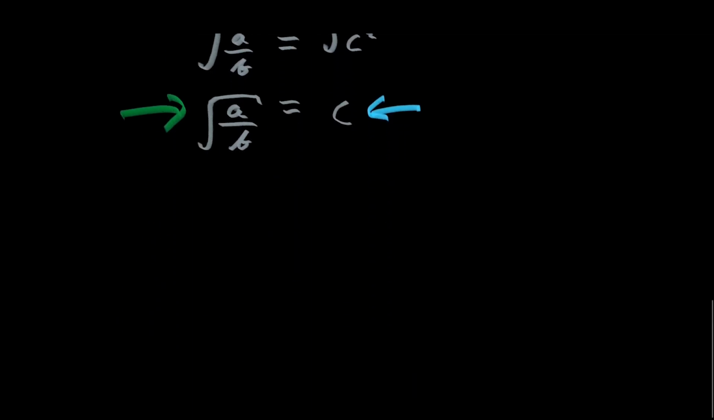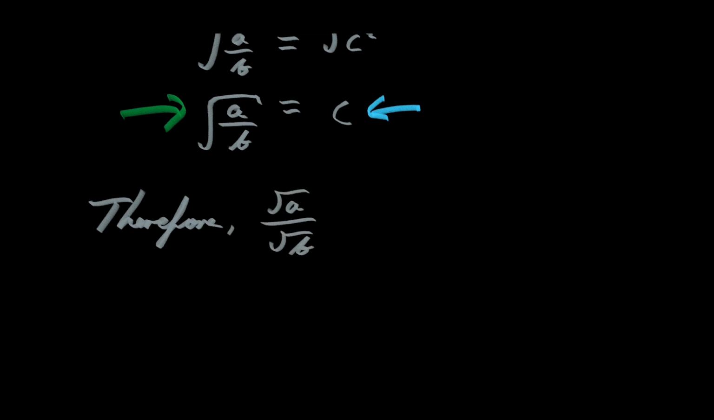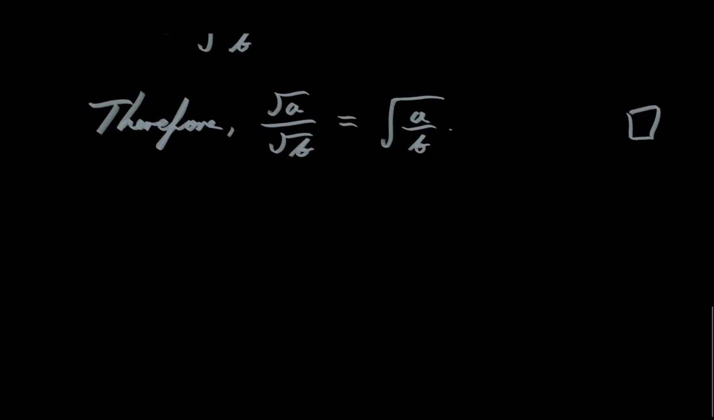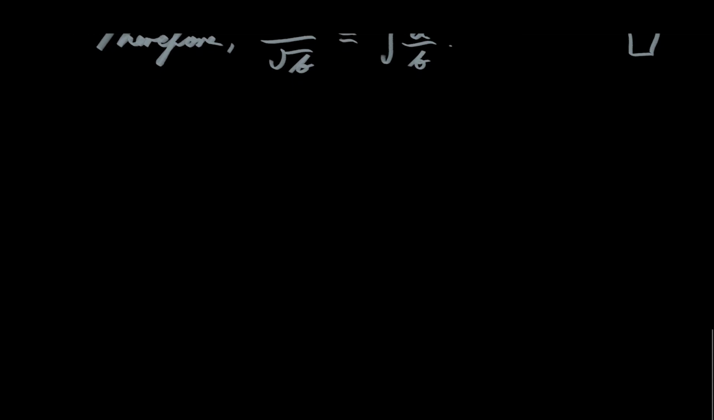So we can conclude, therefore, the square root of a divided by the square root of b equals the square root of the quotient a over b. And we can relish in writing the square to say that our proof is complete, because we've shown what we set out to prove.